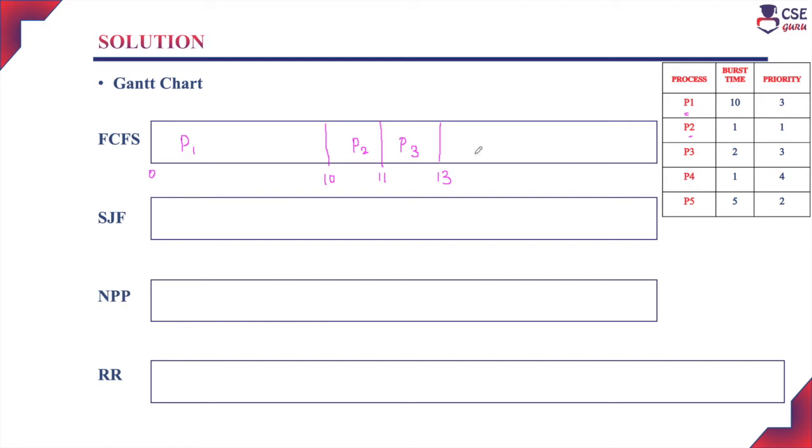Next is process P4 with 1 millisecond. It is 14. Next process P5 with 5 milliseconds. Totally it is 19. So the processes have arrived in the order P1, P2, P3, P4, P5, and in FCFS scheduling they have executed in the same order P1, P2, P3, P4 and P5.